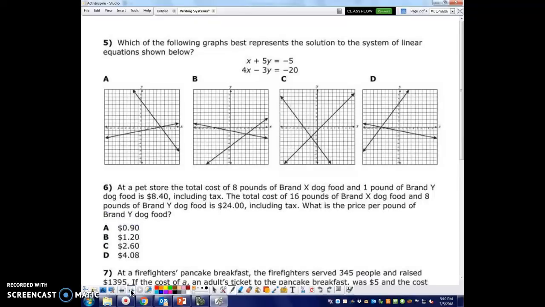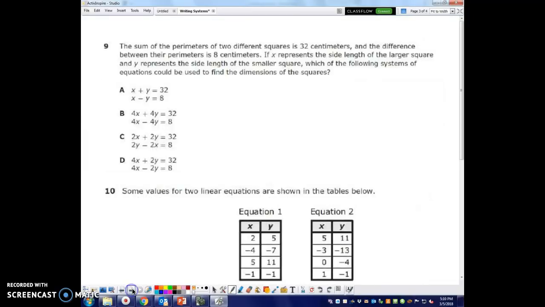Alrighty, on the next page, let's look at... Actually, we're not going to do any of these because I feel like you can handle all of these on your own. I'm fully confident. Next page. So I know I want to do number 10 with you guys. Some values for two linear equations are shown in the tables below.